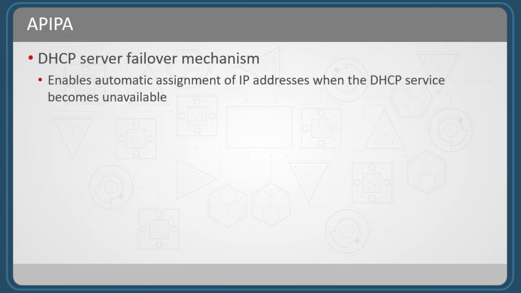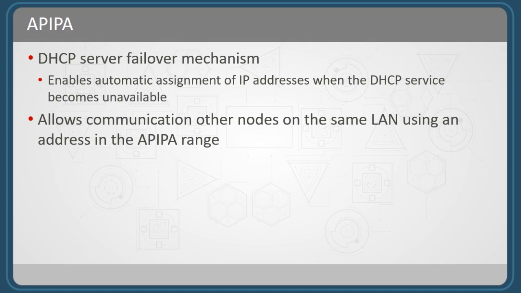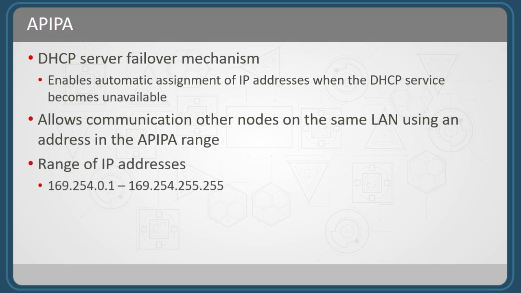Now, APIPA is a related process to DHCP. It's a failover mechanism that still enables automatic assignment of IP addresses when the DHCP service becomes unavailable. So this allows for communication of other nodes on the same LAN using an address in the APIPA range. And that range is 169.254.0.1 through to 169.254.255.255. So in essence, what happens is the DHCP server goes down.